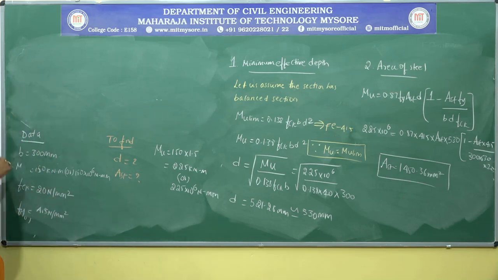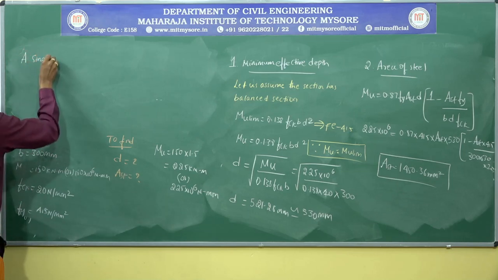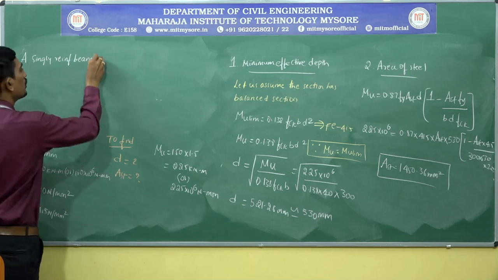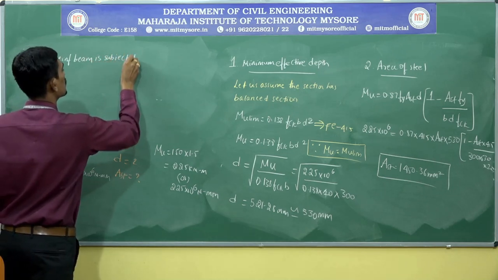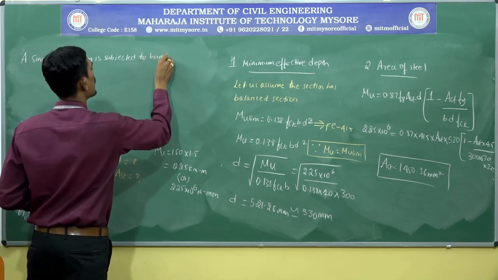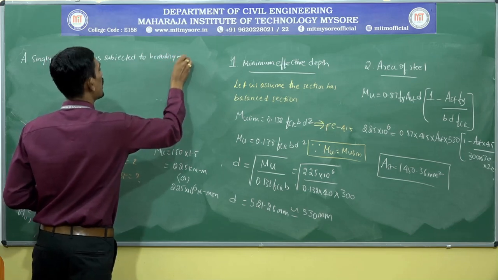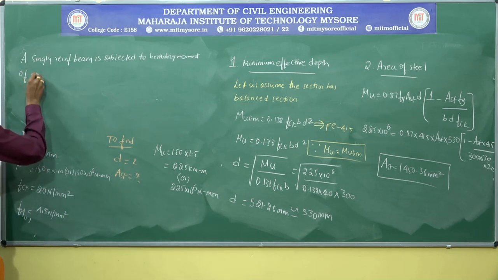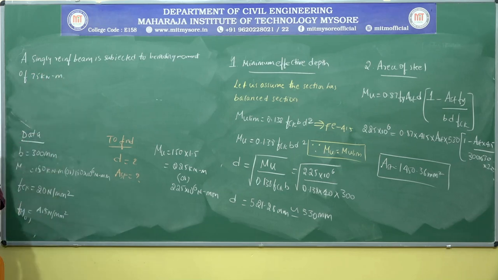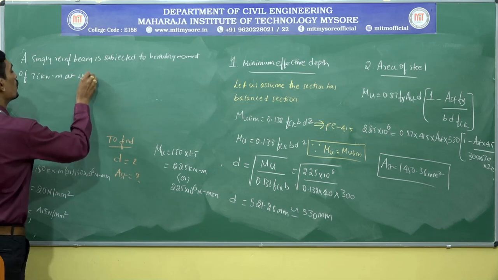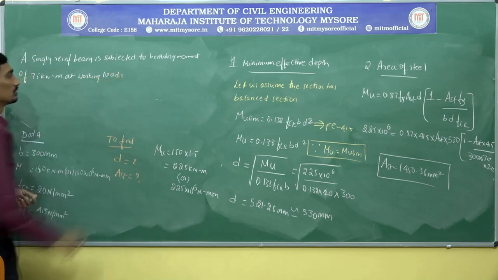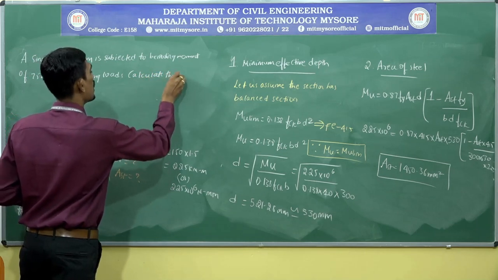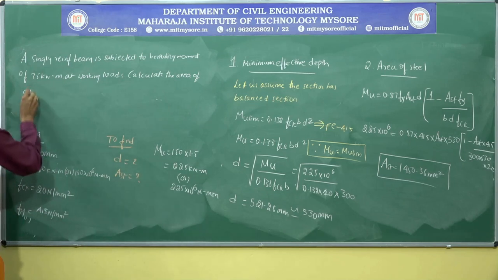Next problem is a singly reinforced beam. A singly reinforced beam is subjected to a bending moment of 75 kilonewton meter at working loads. Calculate the area of steel.